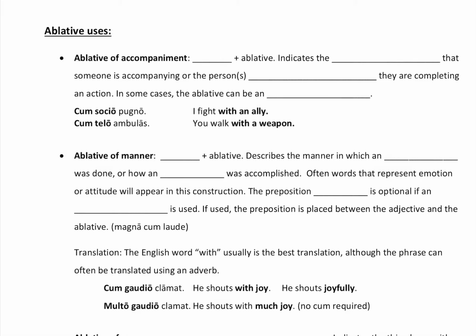And in the ablative of accompaniment, it does take a preposition. It takes cum plus the ablative. And ablative of accompaniment indicates that person, of course it can be persons, that someone is accompanying, or the persons with whom they are completing the action.